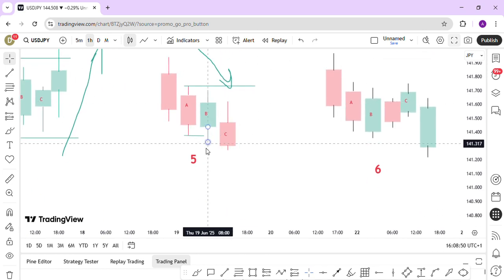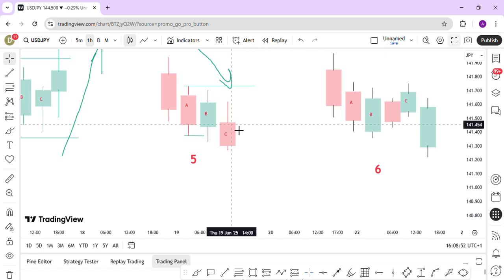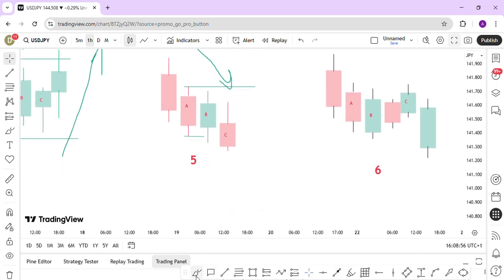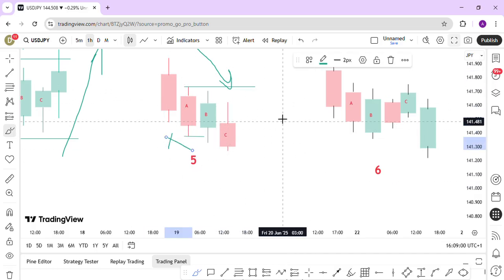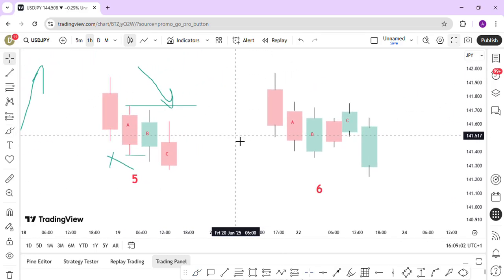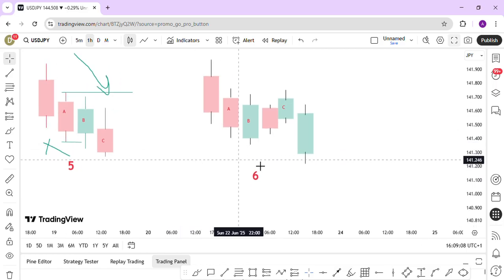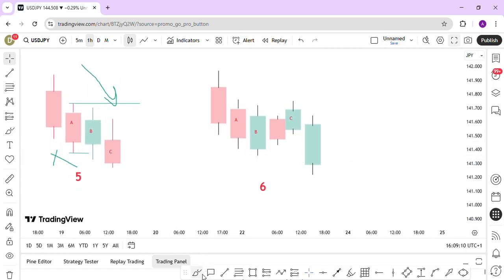So no valid pullback here. And the same thing with C. You can see that we don't have a valid pullback here. This is also not valid. The number and the color of the candle don't matter. I will show you on the chart after this explanation. So as you can see in this last scenario, this is our first candle which the market printed.